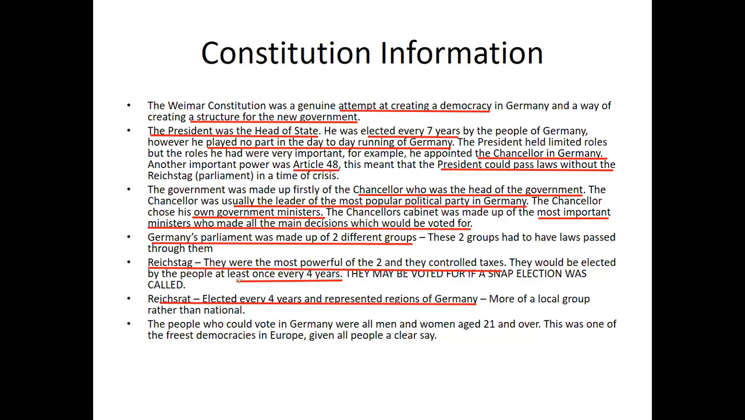Now, the people who could vote in Germany were all men and women aged 21 and over. This was one of the freest democracies in Europe. Even Britain didn't have such a free democracy. Okay? Men and women over 21 was a really big age range and gender range, because in some countries women weren't allowed to vote until they were 30. For example, Britain.